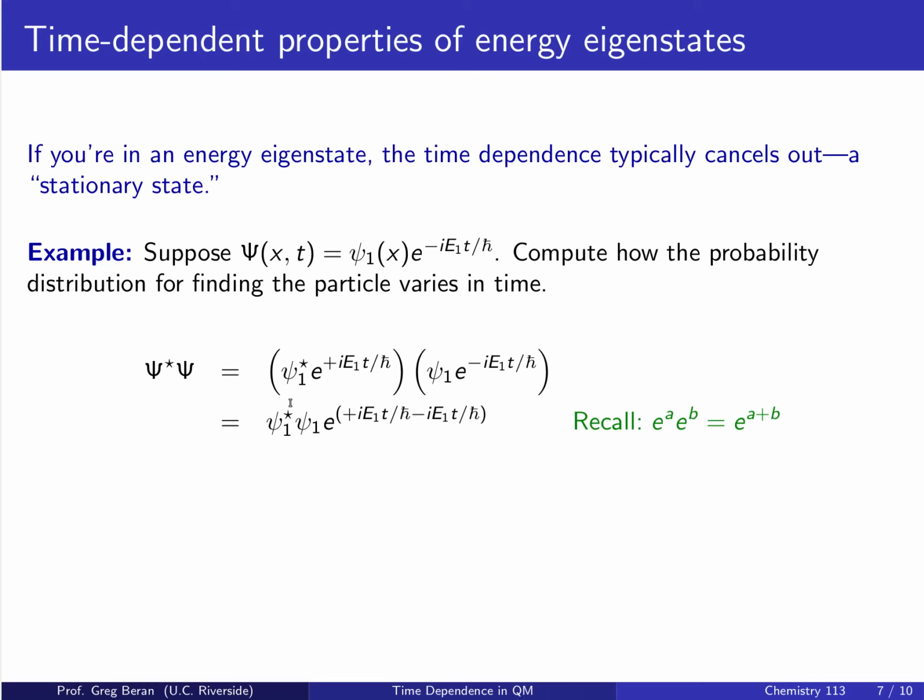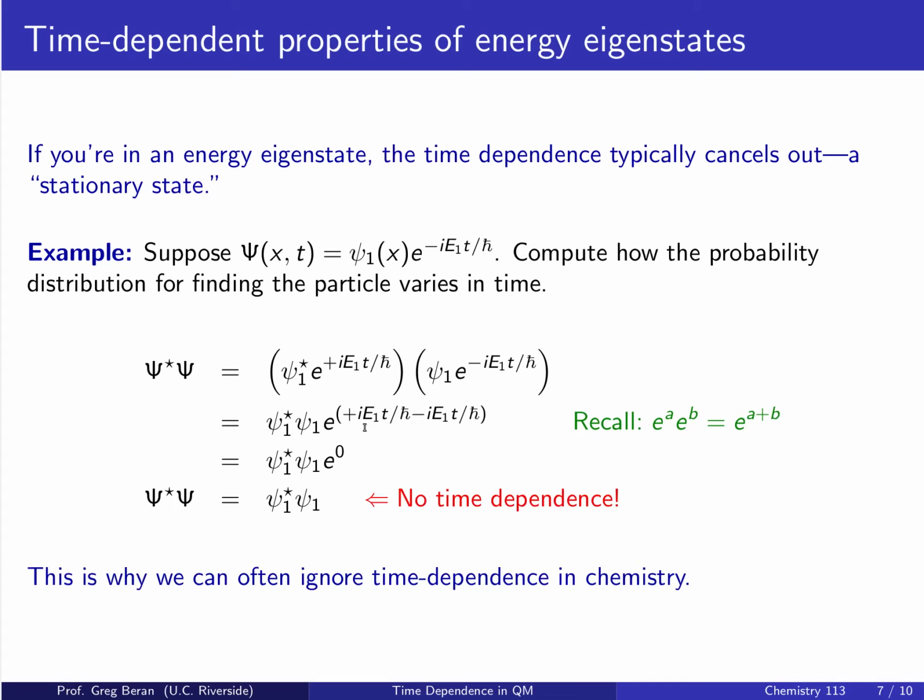Now we go ahead and multiply this out, and we get psi 1 star psi 1 times e to the plus i E1 t over h bar minus i E1 t over h bar. And so here I use the property that e to the a times e to the b is equal to e to the a plus b. So I was able to combine the exponents of these two expressions and get this. But you'll notice the two things in the exponent here cancel each other out. So actually, this is equal to psi 1 star psi 1 times e to the 0. And anything to the 0th power is just 1. So in other words, this is just equal to psi 1 star psi 1.